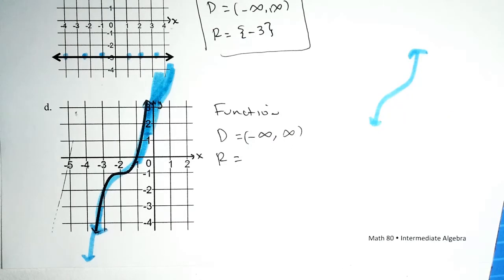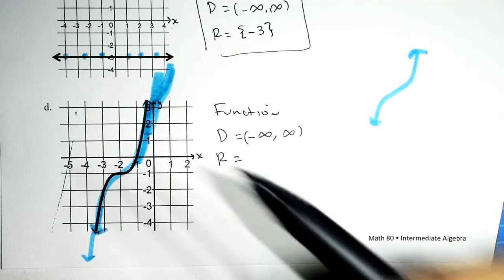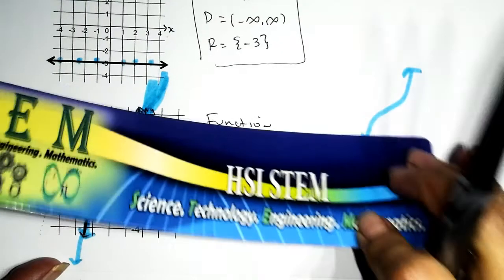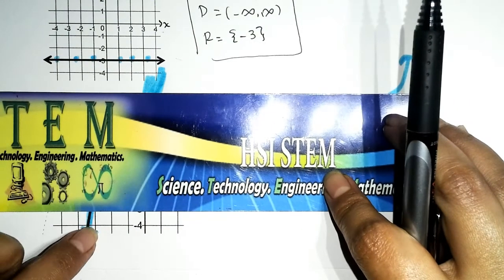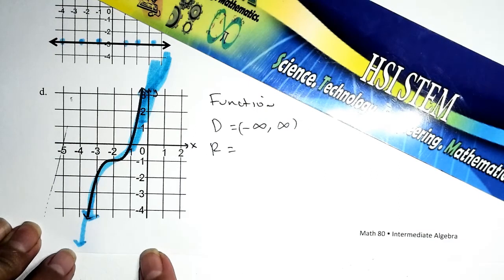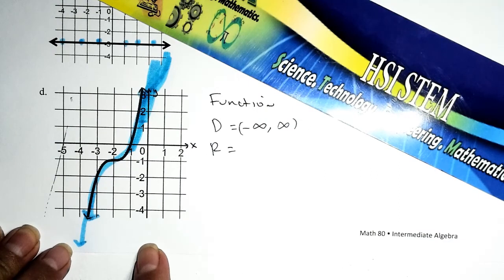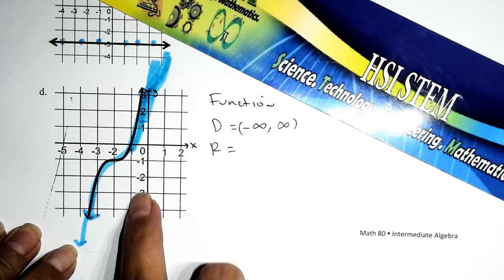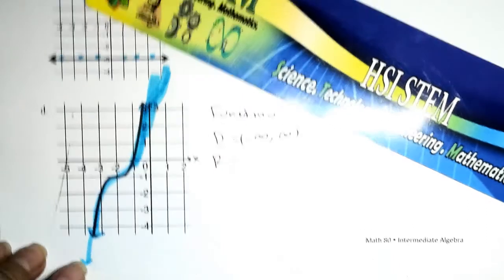Range: all the output values of y. So the lowest value of y, again the graph does not stop at y equals negative 4. If we had the space, we would have y equals negative 5, negative 6, and so on. So the range is going to be from negative infinity to positive infinity.